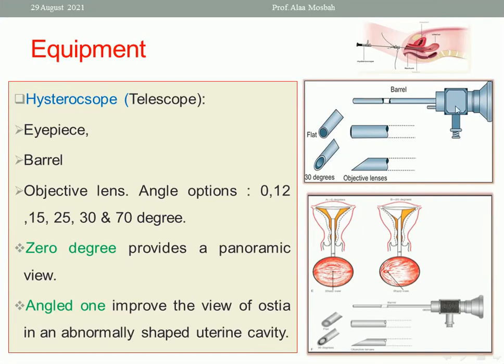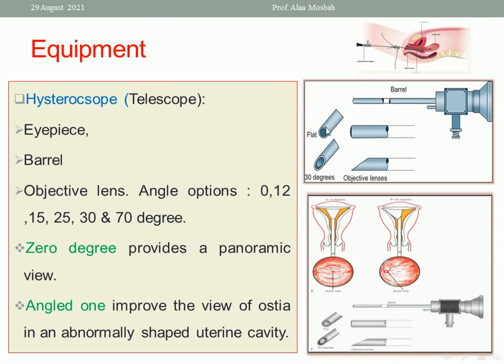So what about the telescope? What is it formed of? It is formed of the eyepiece. This part is called the eyepiece. This part is called the barrel, and this part, the end, is called the lens. The lens may be a flat one, as in this picture, or zero, or an angled one. And the angled one ranges between 0 up to 70. And the most commonly used is the angled 30. Okay? There is an advantage for each one.